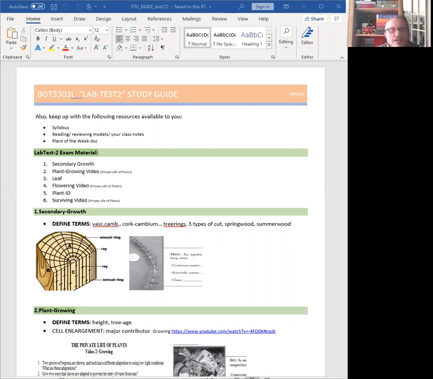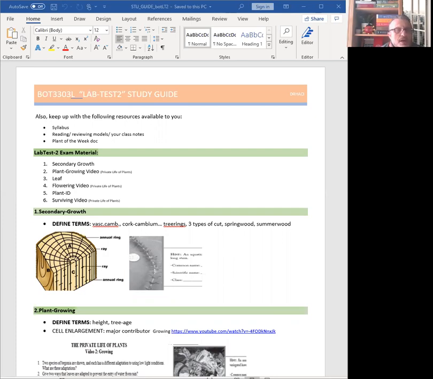Today's topic is the Lab Exam 2 Study Guide. Okay, so I'm gonna go over the major labs that we cover, and that will be on Exam 2 this coming week.